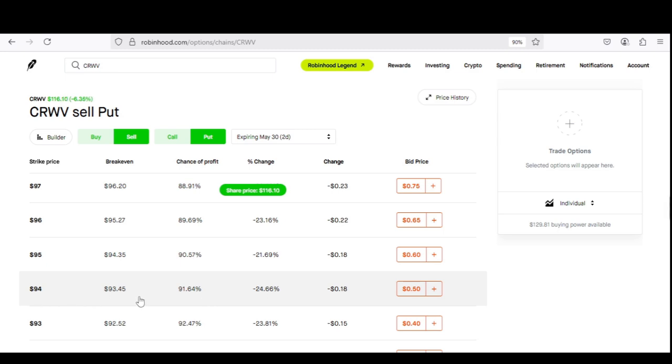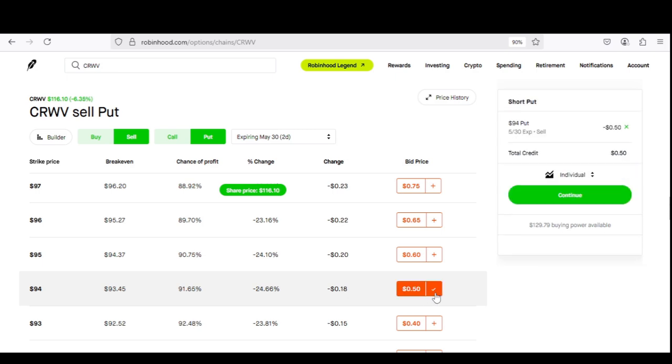$94 strike price, 91% chance of profitability, we're gonna be paid. The amount you're gonna be paid is gonna be $50. Let's go ahead and select that. So this option strategy that I would use on CoreWeave right now is gonna be the cash secured put.